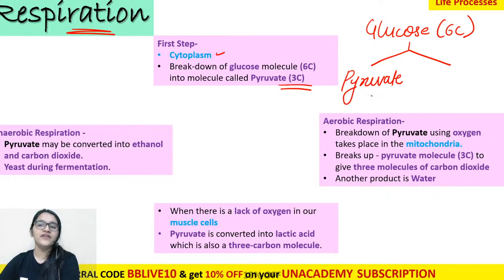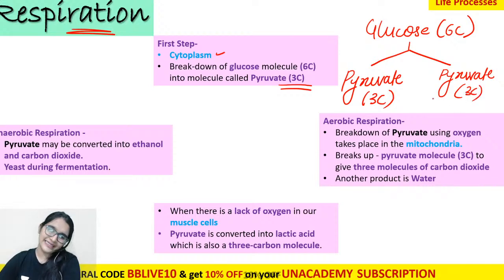How many pyruvate will it give? What is the half of 6? It is 3. So one pyruvate is made up of 3 carbon, and therefore we get 2 pyruvates after respiration. Clear? Now we will move on to anaerobic respiration.